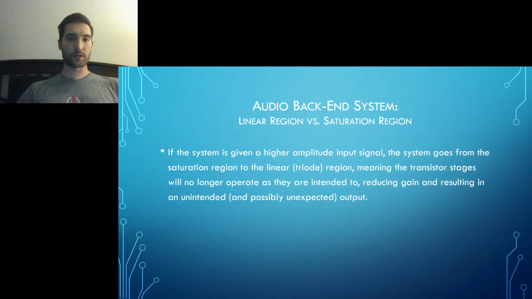Discussing linear region versus saturation region, if you input too high of an amplitude signal to this system, the system goes from saturation region, which is its normal operating mode, to the linear or triode region, meaning the system will no longer function as intended as an amplifier. So the gain will be reduced, and your output signal will no longer completely match the input signal.